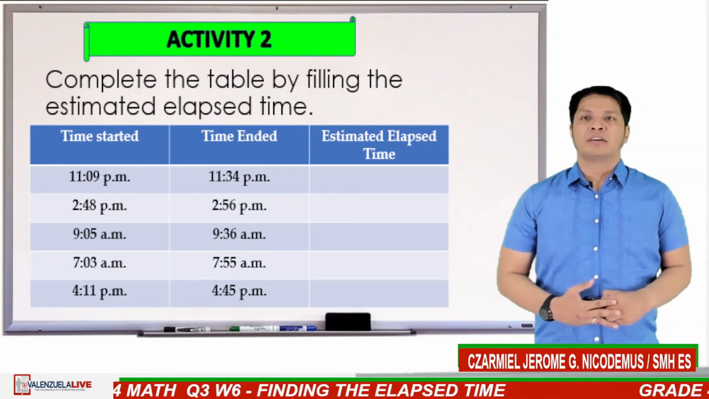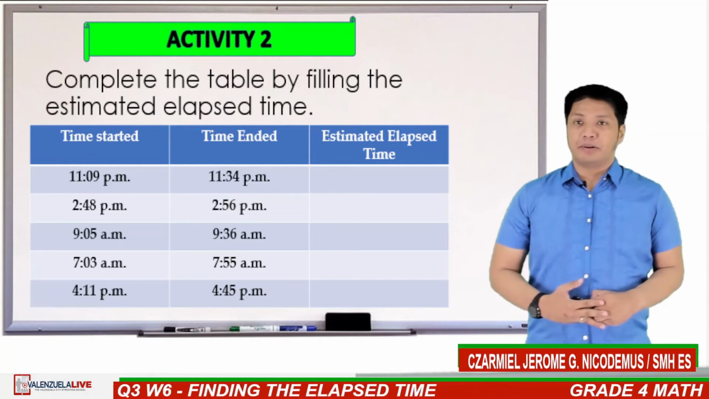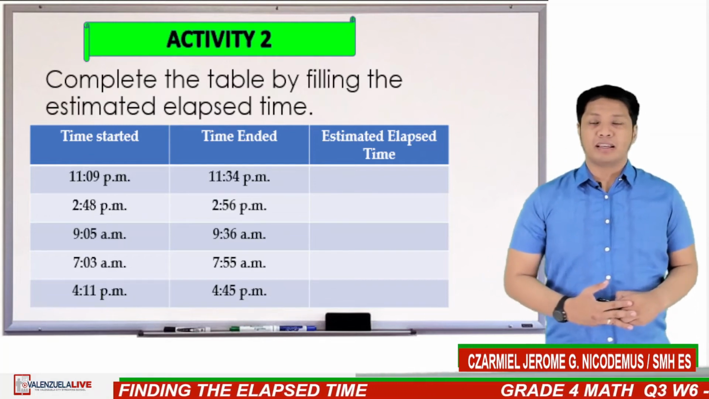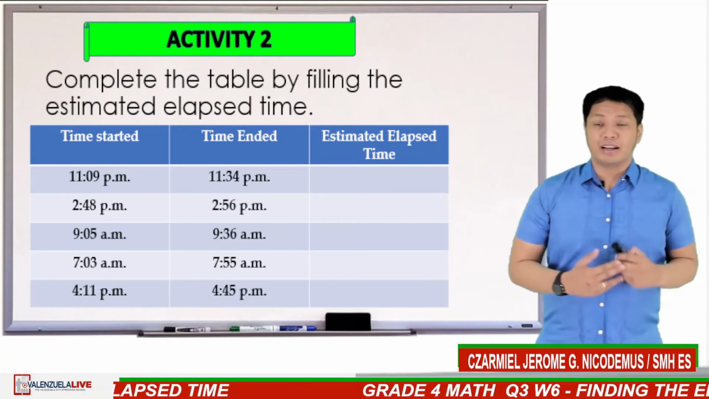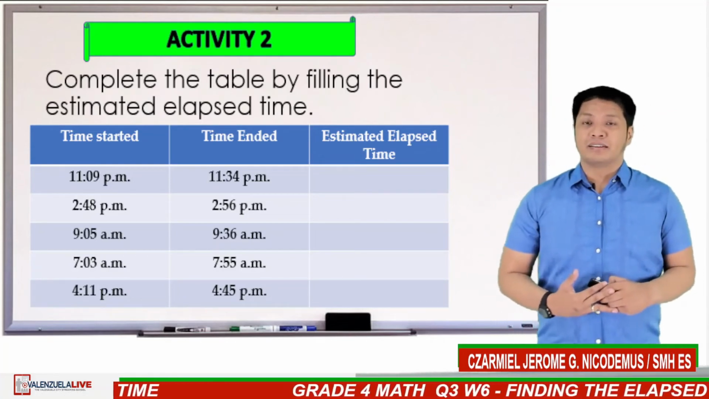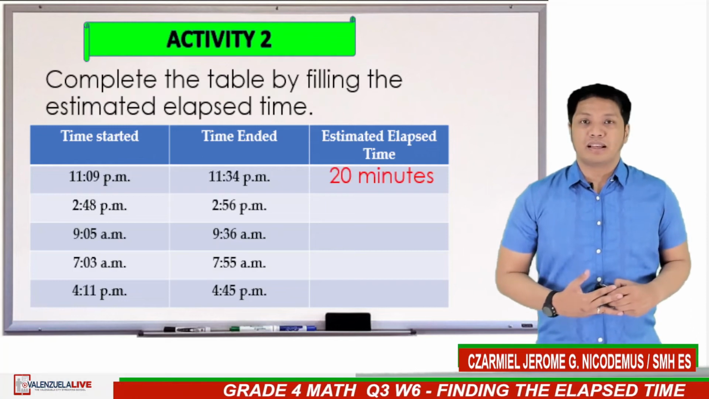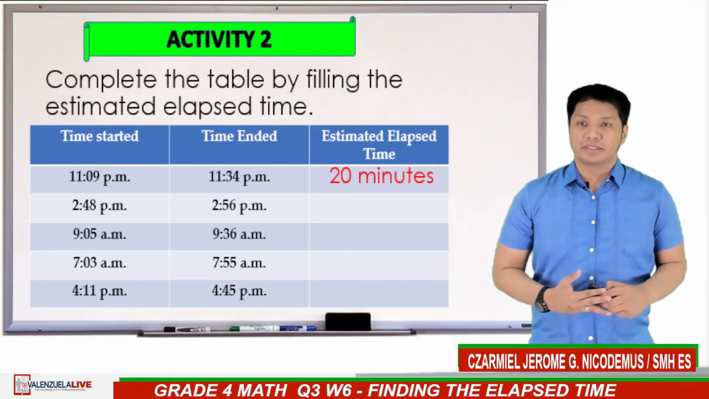So first one, the time started is 11:09. The time ended is 11:34. 11:34 will become 11:30 and 11:09 will become 11:10. So the estimated elapsed time is 20 minutes.